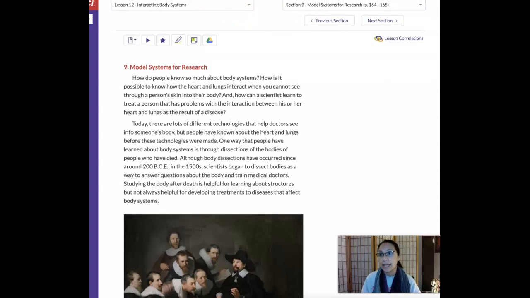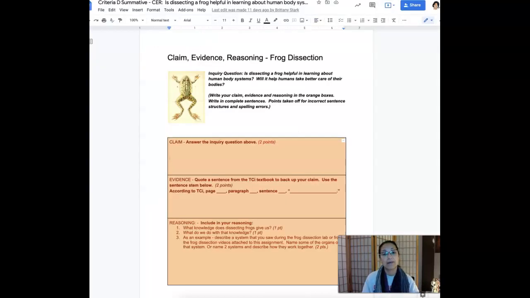All right. So if your claim is that it is helpful to dissect frogs, then look for a statement that says something like using or dissecting organisms can be helpful. And when you have found the page, put it in here. If you found the paragraph, found the sentence in the TCI textbook, then make sure that when you quote the sentence from TCI, you use quotation marks. Okay, so pause this video and type in your evidence.